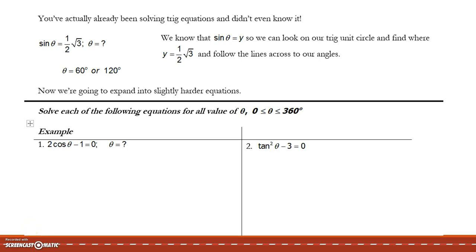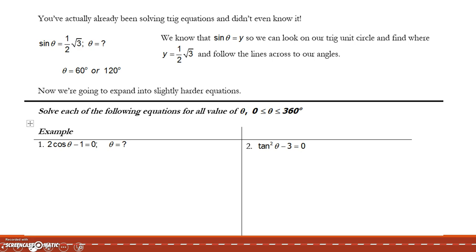So today we're going to be solving trig equations. We've already been doing it, you just haven't known it. I haven't named it that. In the last video I gave you sine of an angle equals 1/2 square root of 3, and you had to figure out the two angles, or the four angles. You would figure out 60 and 120 by looking at the unit circle and then figure out your negative ones. What we're going to be doing now is slightly harder equations.